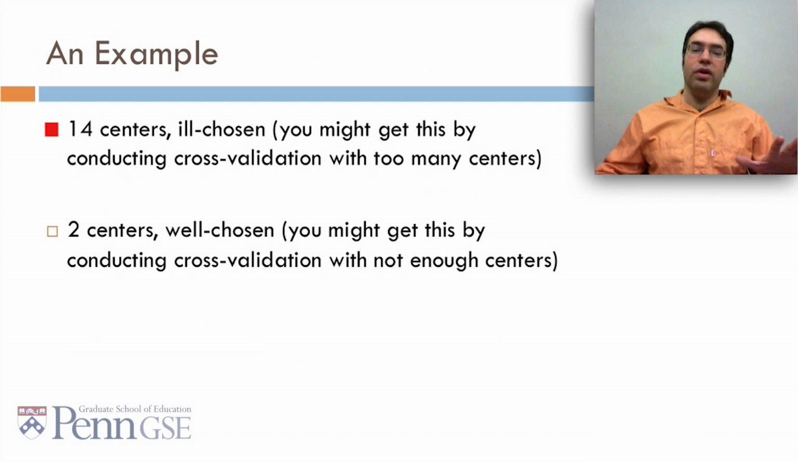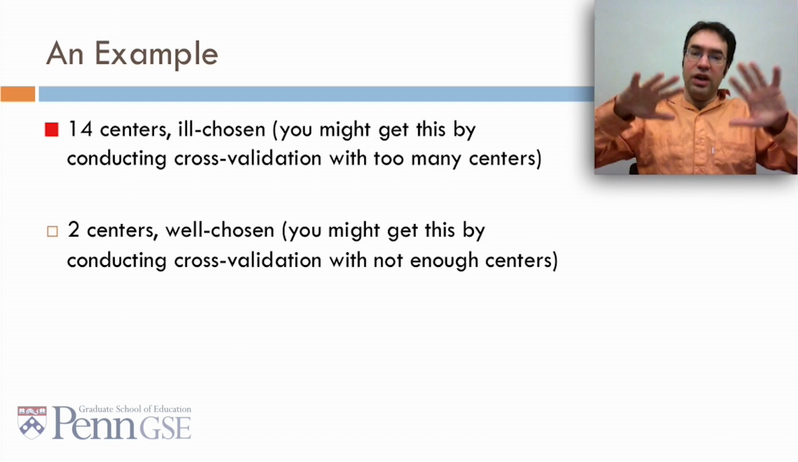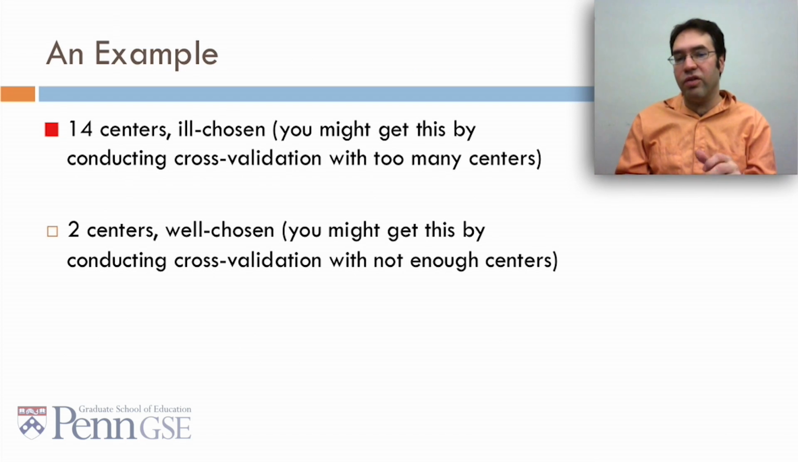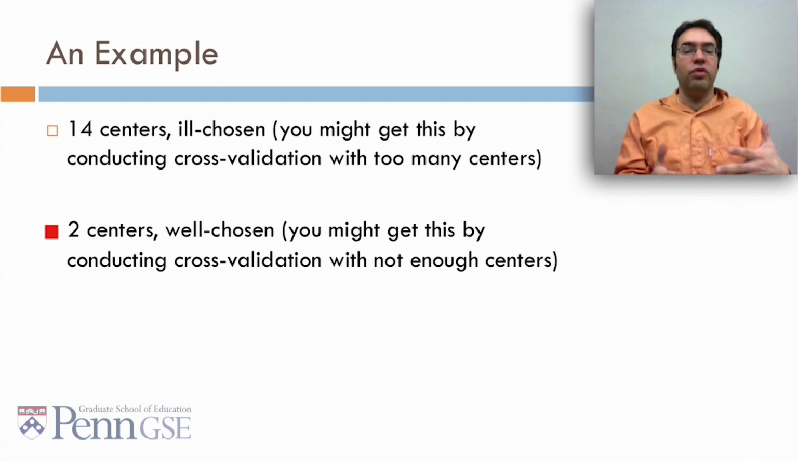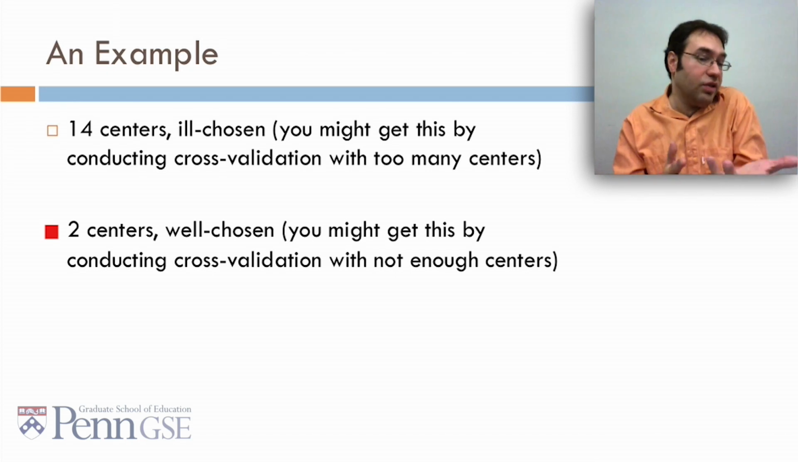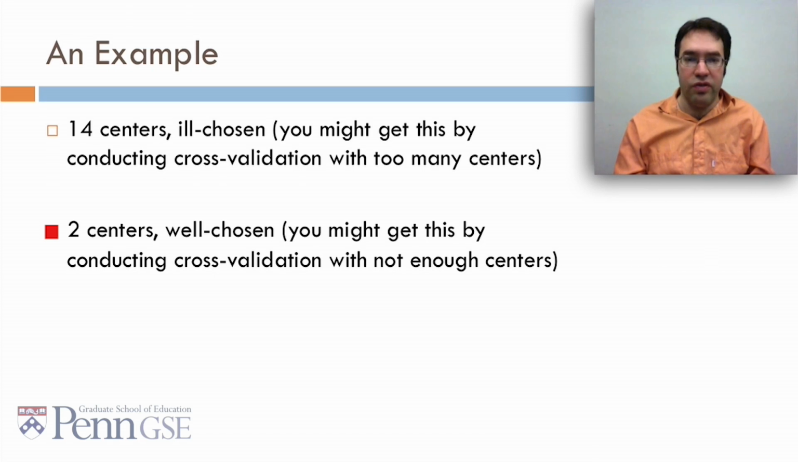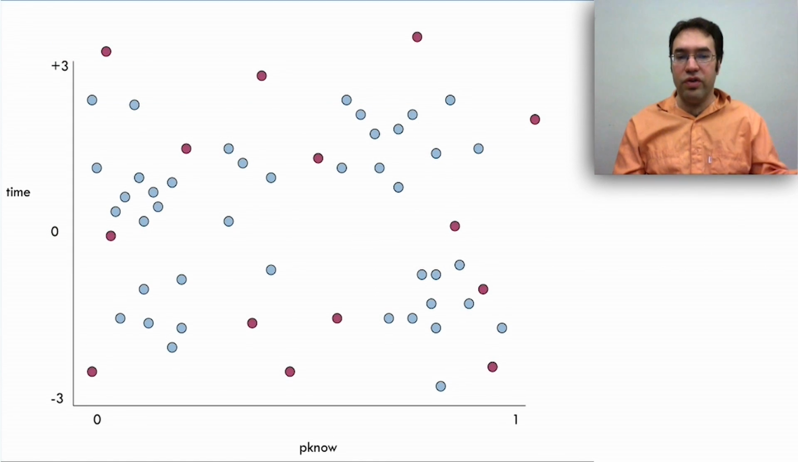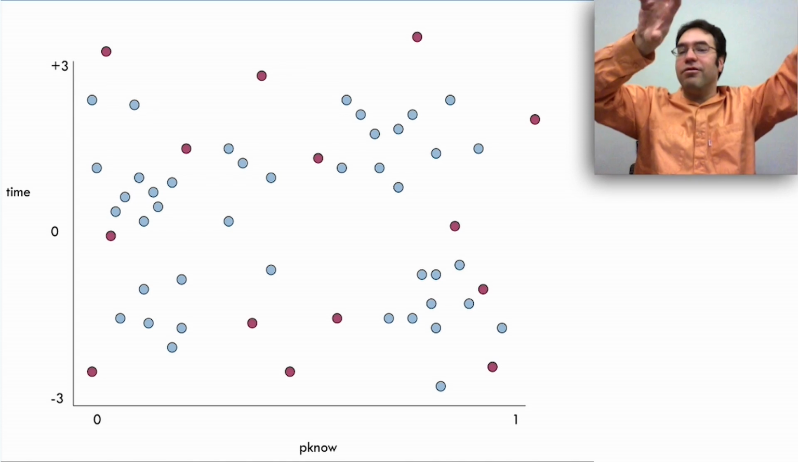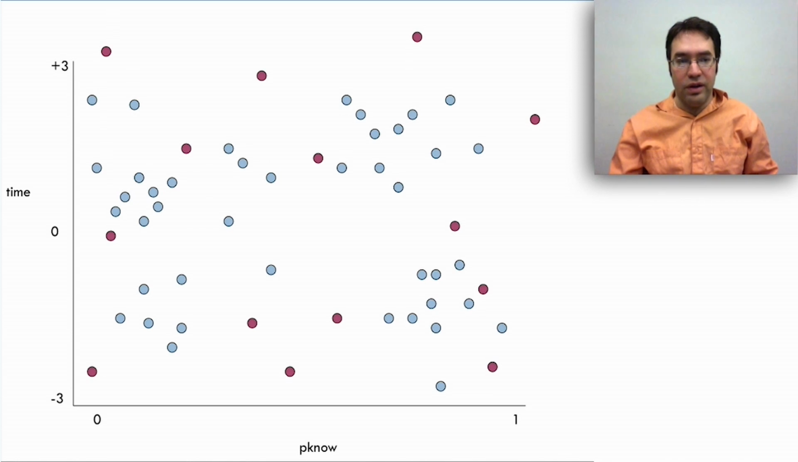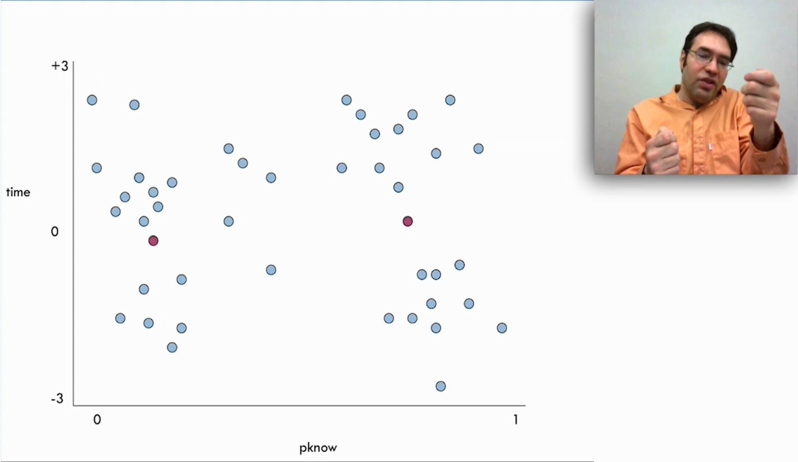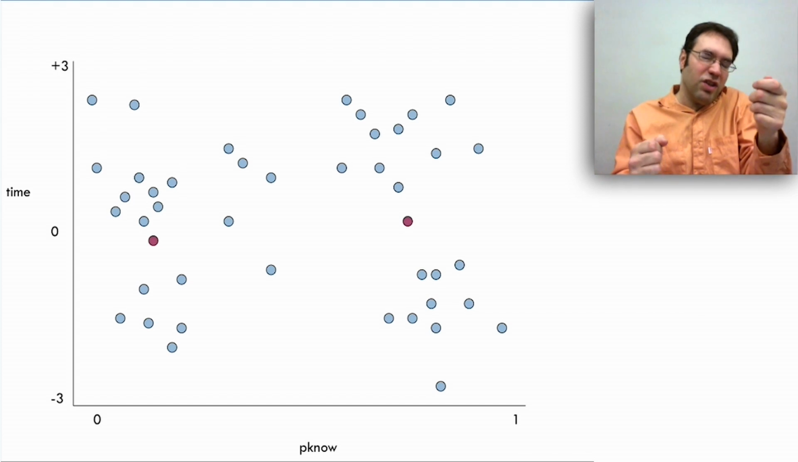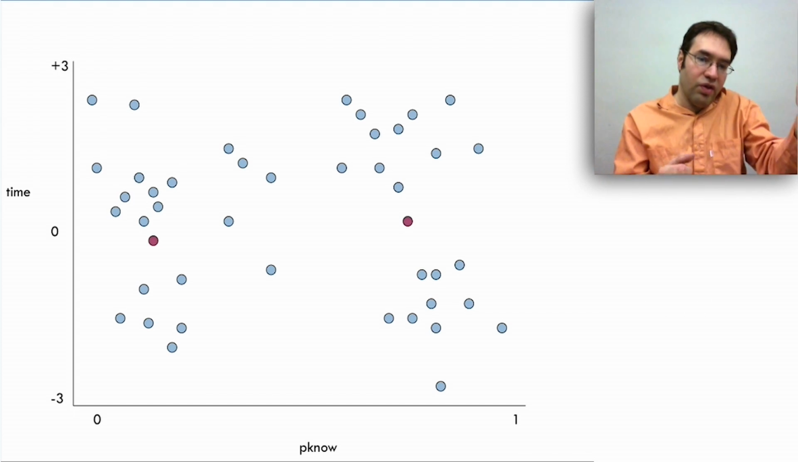Let me give an example. Let's say that you have 14 centers, ill-chosen, and you might get this by conducting cross-validation with too many centers. By contrast, let's take 2 centers which are very well chosen, and you might get this by conducting cross-validation with not enough centers. Here's the 14-point case, and you can see the centroids have nothing to do with the data points, really. And here's the 2 centroids, and you can see in this case, there's kind of 2 major groupings, and this one is kind of capturing both of them. There's one on the left, one on the right.